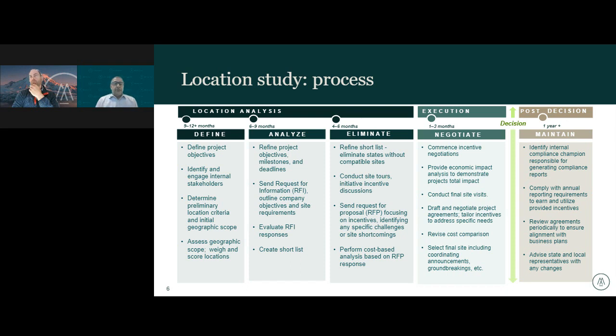Then you move into negotiation, and this is where you're getting very close to making a decision. You're 1 to 3 months out. You start to really negotiate those incentive packages. You might want to consider providing an economic impact analysis or a study that's going to help demonstrate the impact of your business expansion to that locality, and then start to conduct those final site visits, start to really dig into the details of what you need and which sites make the most sense for you.